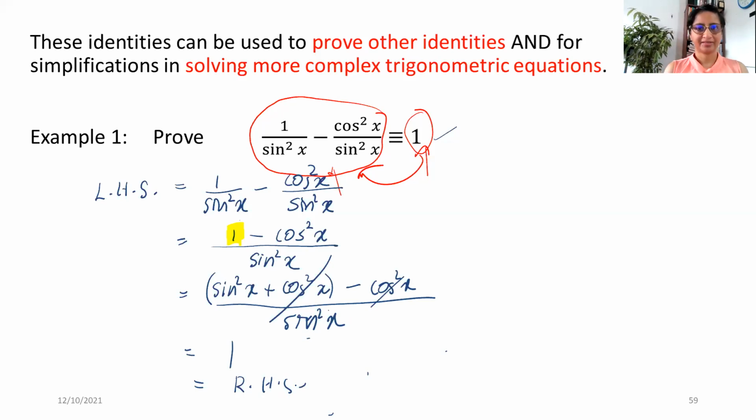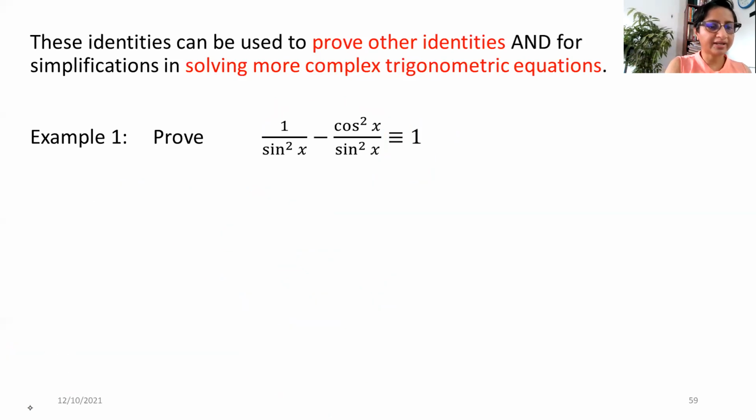Yeah, okay. Right. So I hope that is clear. So that's one usage of identities. They are used to prove other identities, right? Okay. And what else? They are also used. So I showed you an example for how they can be used to prove identities.